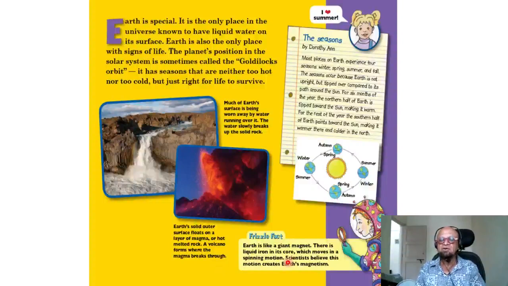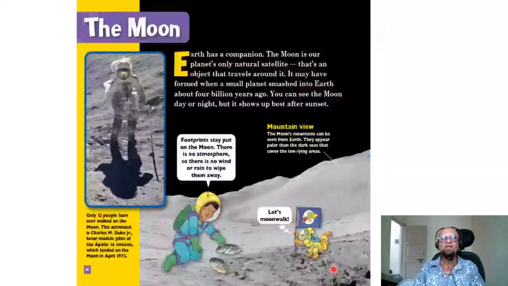Miss Fizzle says Earth is like a giant magnet. There is liquid iron in its core, which moves in a spinning motion. Scientists believe this motion creates Earth's magnetism. We have northern pole and southern pole of the magnet.